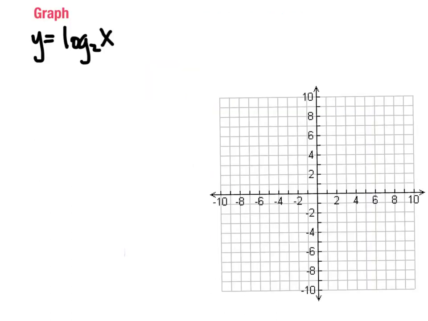Okay, so let's try to graph y equals log base 2 of x. So the very first 2 points that I always care about are 1, 0, b, 1.